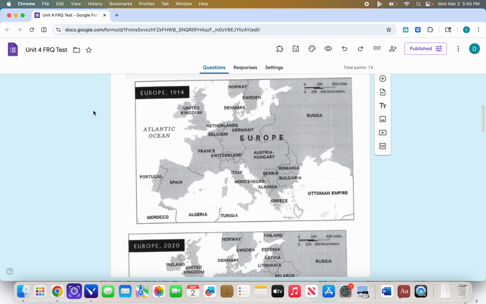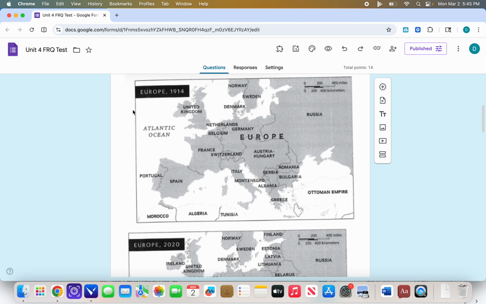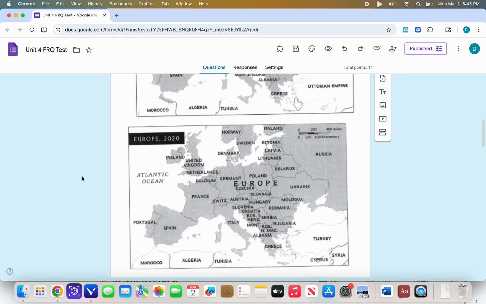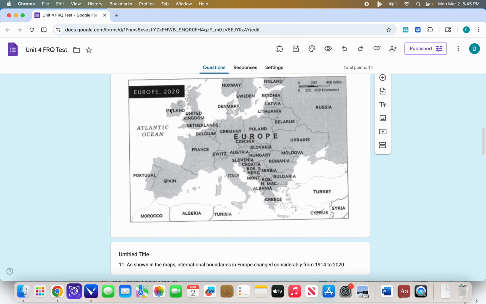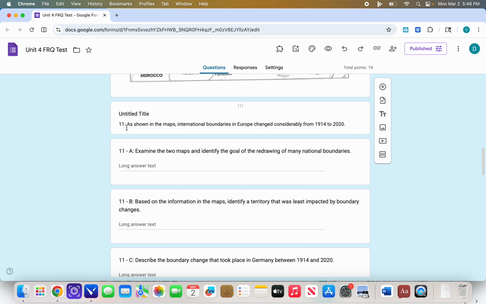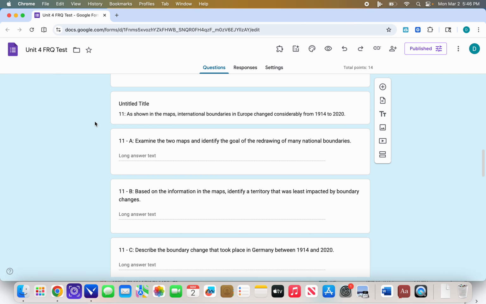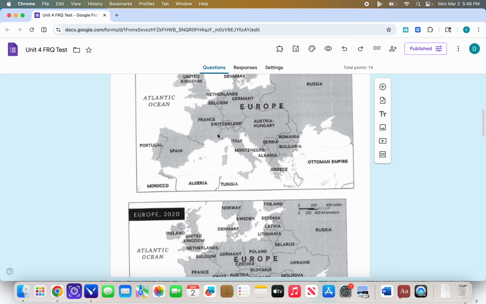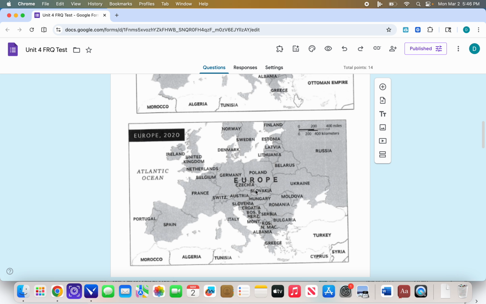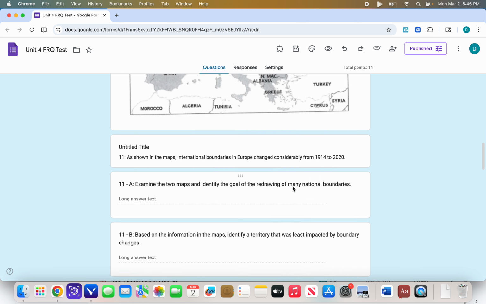The first FRQ has 2 stimuli to it: a map of Europe in 1914 before World War I, and then a map of Europe in 2020. So this is after World War I and World War II and the Cold War. And your first question there, number 11, says, as shown in the maps, international boundaries in Europe changed considerably from 1914 to 2020. And you can see that. There's about 6 countries in this area up here, and there's about 15 in this area now.